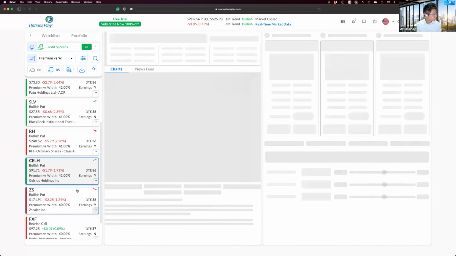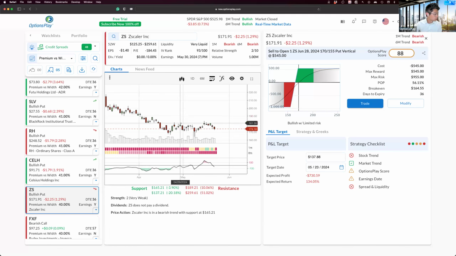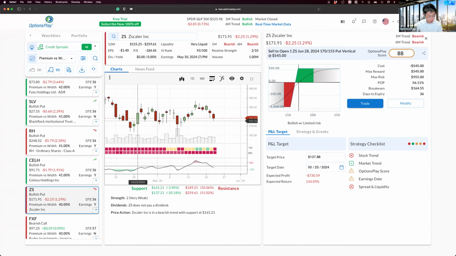Zscaler, another kind of AI related play here. This is a stock that hasn't really moved much higher here, but it's trying to move sideways. It's starting to move a little bit higher. As you can see, it's making higher lows. This is an opportunity to potentially play that upward trajectory here that it's kind of making.